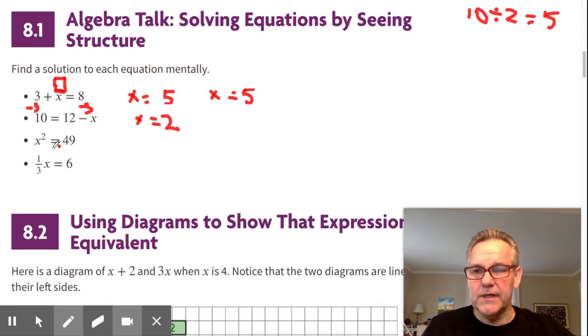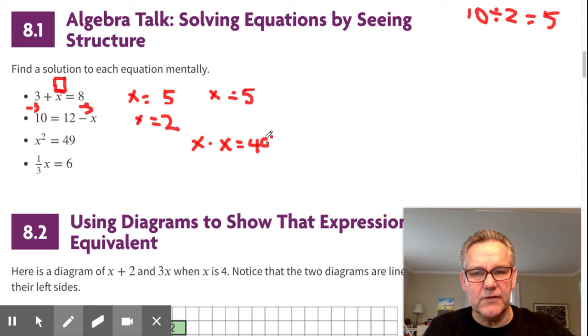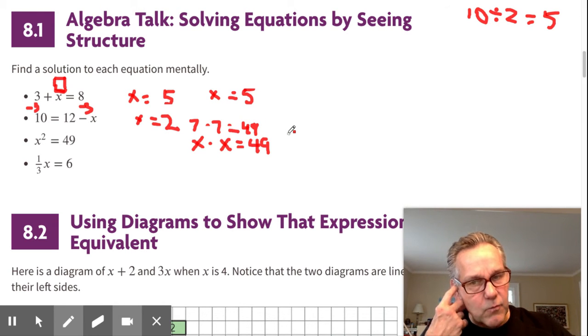The third one is a little trickier because we have to remember what x squared means. Well, what does x squared mean? X squared simply means x times x. And x, in this particular case, we're looking for a number that, when multiplied by itself, equals 49. Well, obviously, after some thought, we can say it must be 7, because 7 times 7 is indeed 49. So that's one way you could approach it.